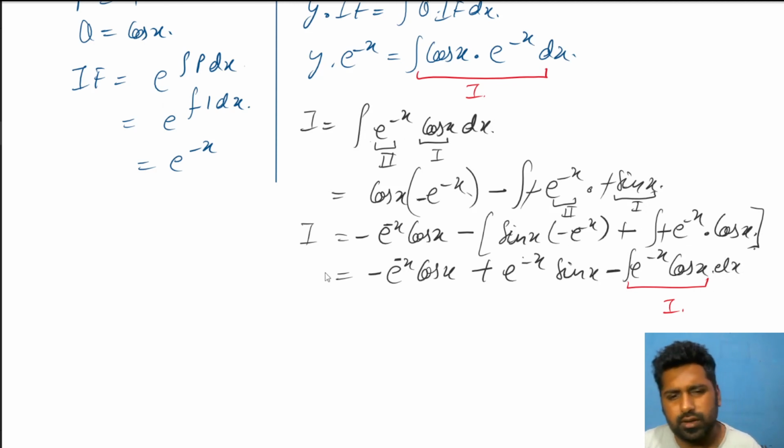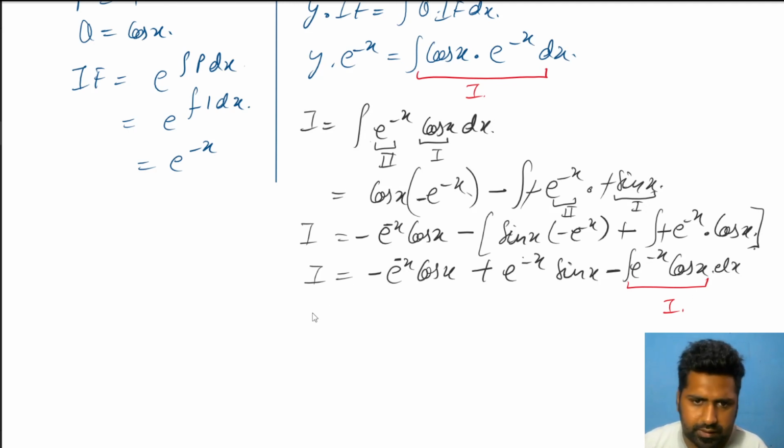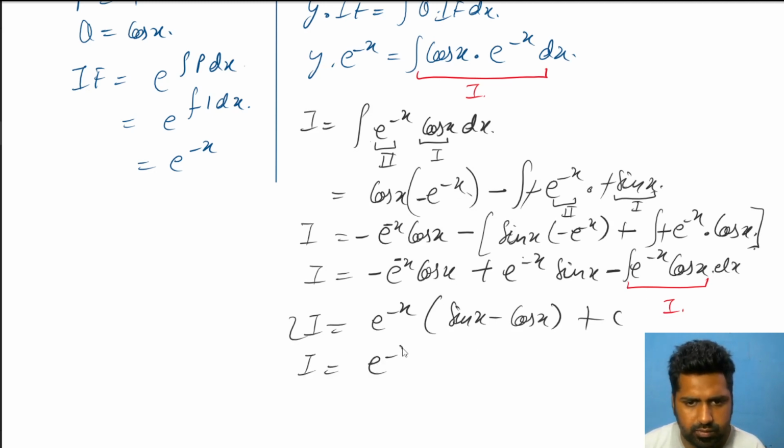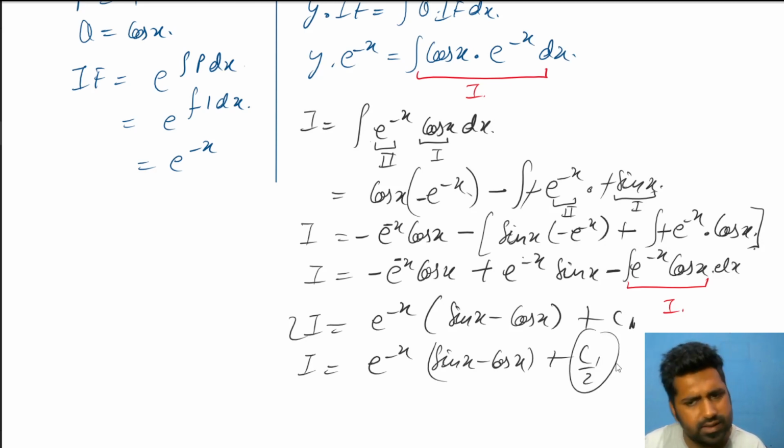This was already done in by parts. I solved the same question in the by parts lecture. Take this on the left side, so I plus I becomes 2I is equal to e raised to power minus x, you can take common, this will be sin x minus cos x, and plus c. Of course we are doing by parts, so the final answer will also have c. So I is e raised to power minus x sin x minus cos x, again plus c by 2, or c, same thing, call this c1, then c1 by 2 is another constant c.